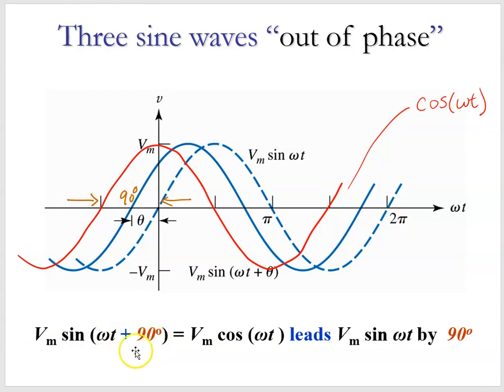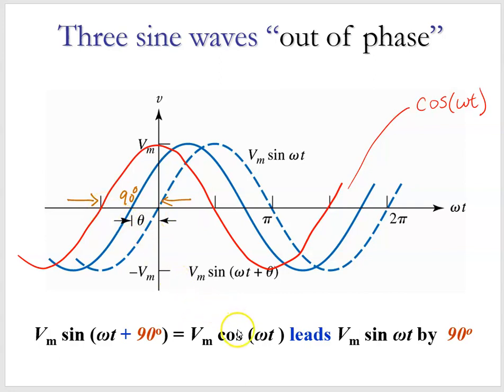Or we could look at our cosine function here in red. At time t equal to 0, our cosine is equal to 1, so multiplying by Vm, the voltage is equal to Vm. The zero crossing occurs 90 degrees prior to that. So Vm sine omega t plus 90 degrees is Vm cosine omega t, and our cosine leads our sine by 90 degrees. It leads because it occurs earlier in time. Right now this is versus omega t, but it occurs earlier in time if we converted that to time, and we'll do that momentarily.